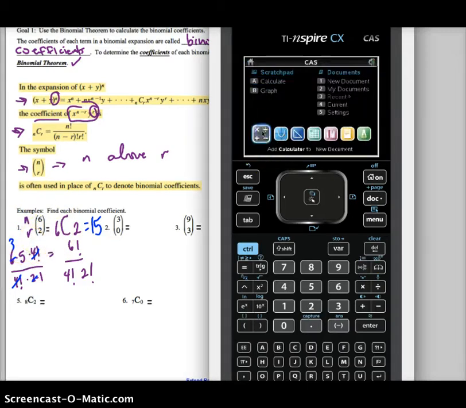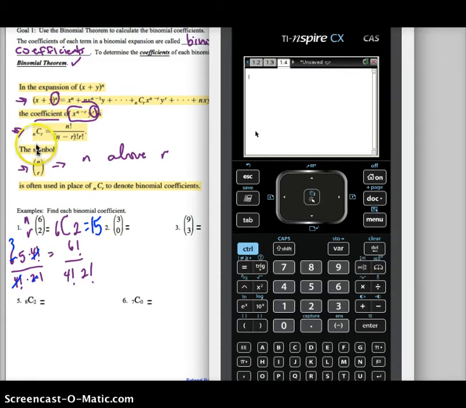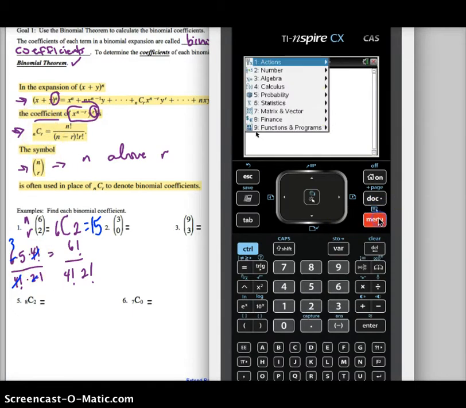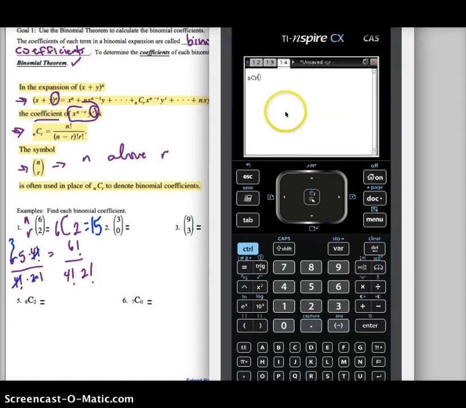You want to add a calculator page, and to get this nCr on your screen, you would go to Menu, Probability, Combinations. Once you have that up there, you enter the value of n. In this case, for number 1, that's 6, comma, the value of r. In that case, it's 2, and that gives you 15. For number 2, I would just go up, cut and paste, and replace the first value with 3, comma, 0.